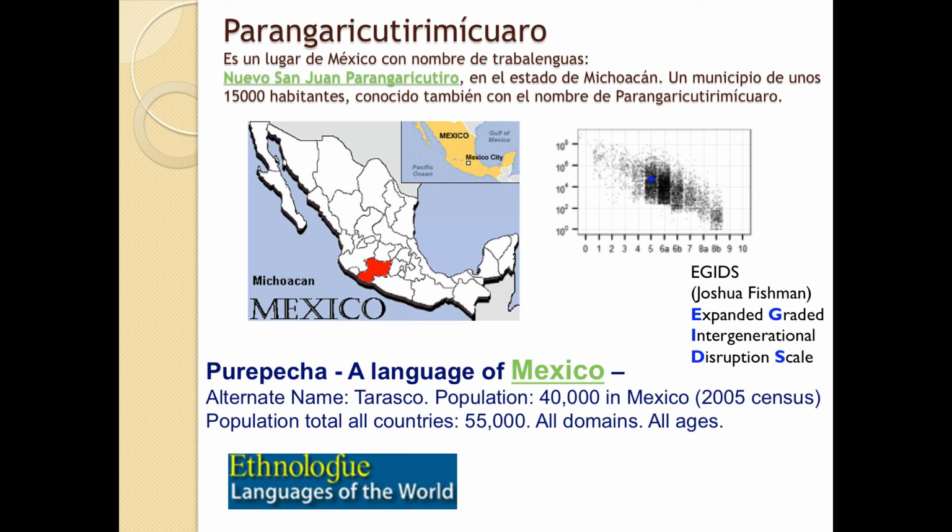Because obviously the language is not spoken in a vacuum, I wanted to look up a little bit more about that. And I'll tell you why the original place name now has Nuevo San Juan attached to it. The place had to be moved. They had to be resettled because of a volcanic eruption. I thought this is interesting.